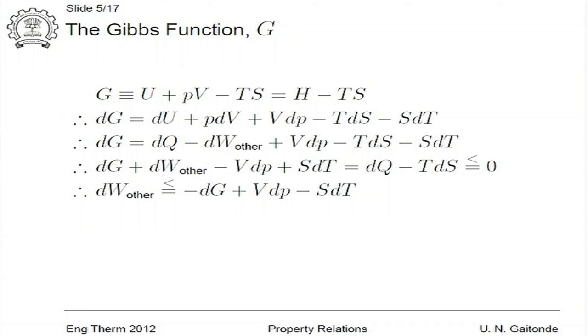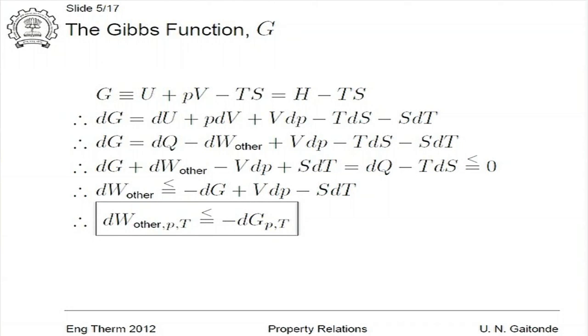And hence, if I consider a process which is constant pressure, constant temperature. Now, remember that if you have a chemical reaction taking place, electrochemical or even an ordinary reaction, it is possible for us to change the state while keeping the pressure and temperature constant because the composition will change. And if the state changes, you can always do some work. And hence, we can show that dW other, the work done other than expansion work, in a constant pressure, constant temperature or isobaric cum isothermal process, will be less than or equal to the decrease in the Gibbs function during that process.